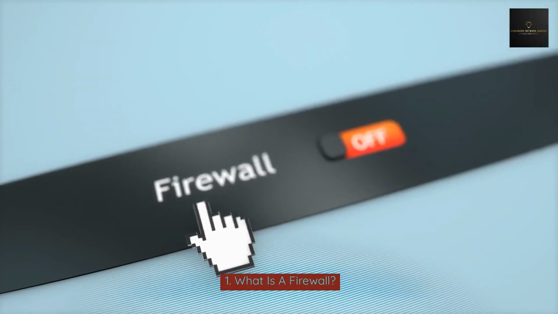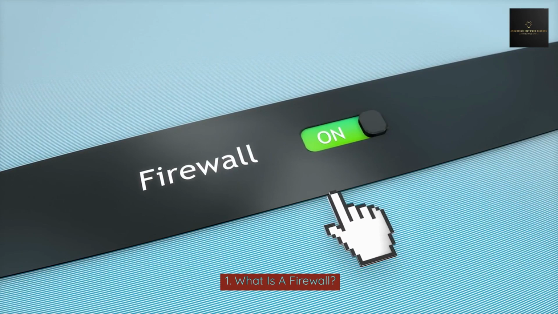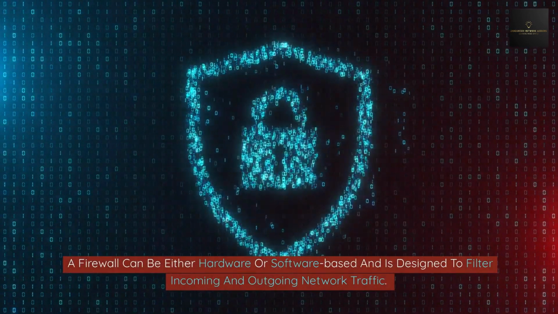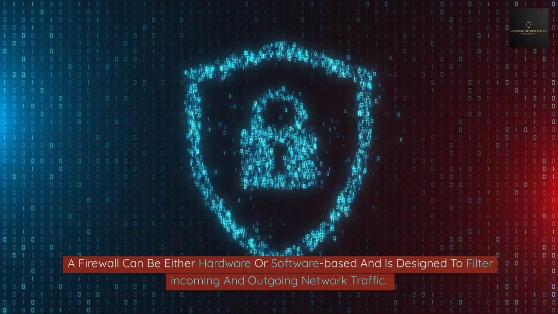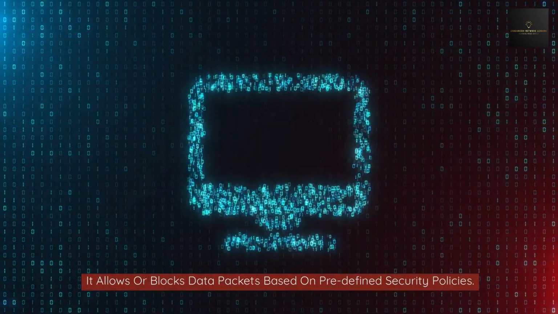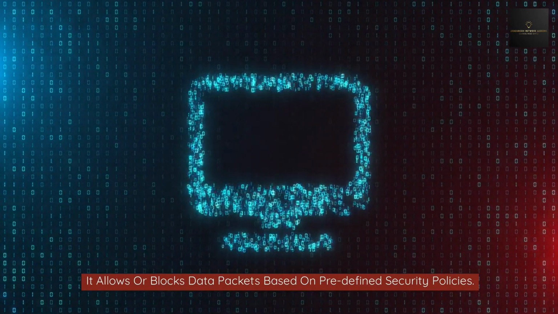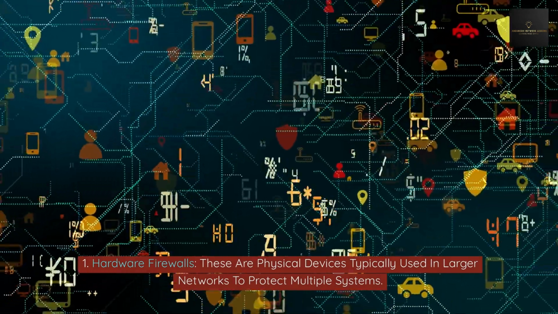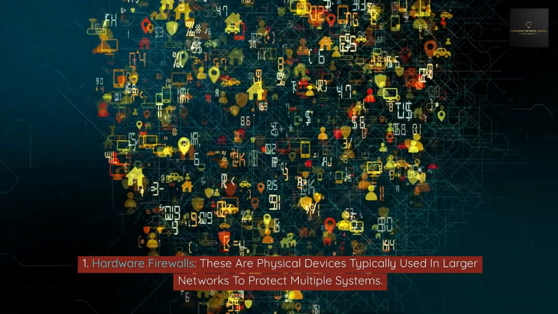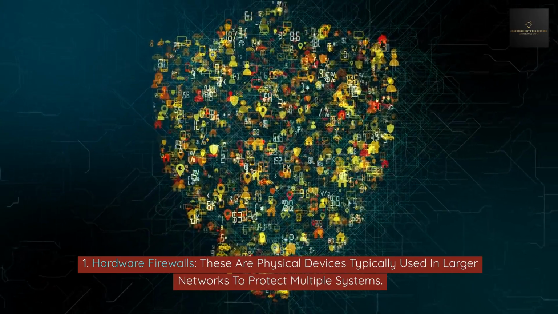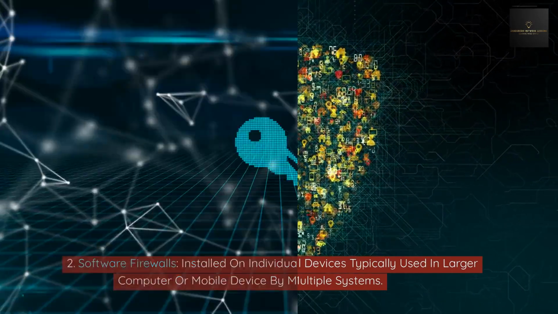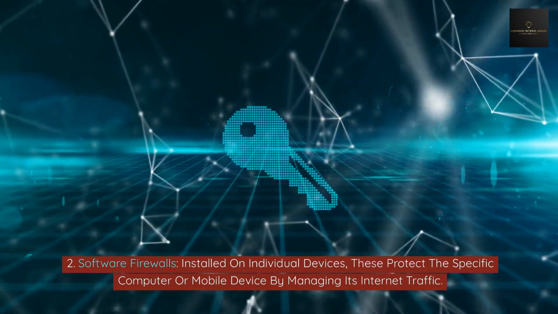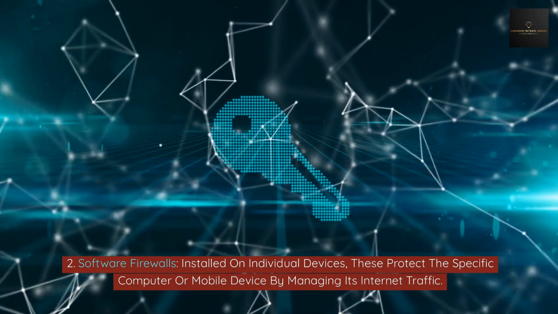1. What is a firewall? A firewall can be either hardware or software based and is designed to filter incoming and outgoing network traffic. It allows or blocks data packets based on predefined security policies. 1. Hardware firewalls. These are physical devices typically used in larger networks to protect multiple systems. 2. Software firewalls. Installed on individual devices, these protect the specific computer or mobile device by managing its internet traffic.